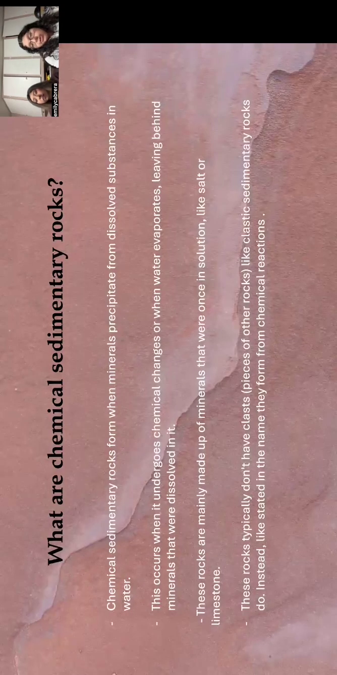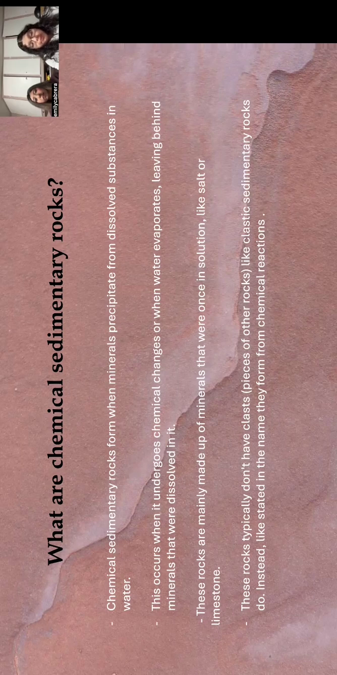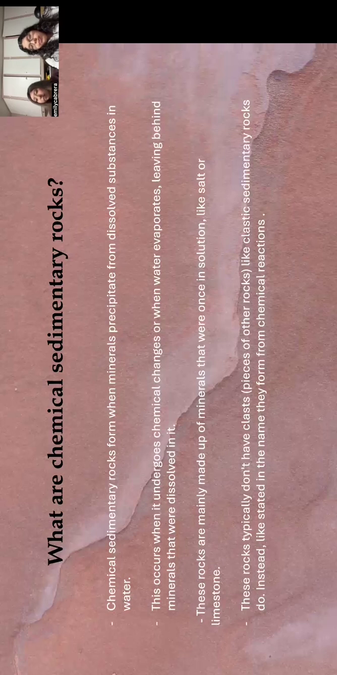What are chemical sedimentary rocks? Chemical sedimentary rocks form when minerals precipitate from dissolved substances in water. And this occurs when it undergoes chemical changes or when the water evaporates, leaving behind minerals that were dissolved in it. These rocks are mainly made up of minerals that were once in solution, like salt or limestone. And these rocks typically don't have clasts, which are pieces of other rocks, like clastic sedimentary rocks do. Instead, like stated in the name, they form from chemical reactions.